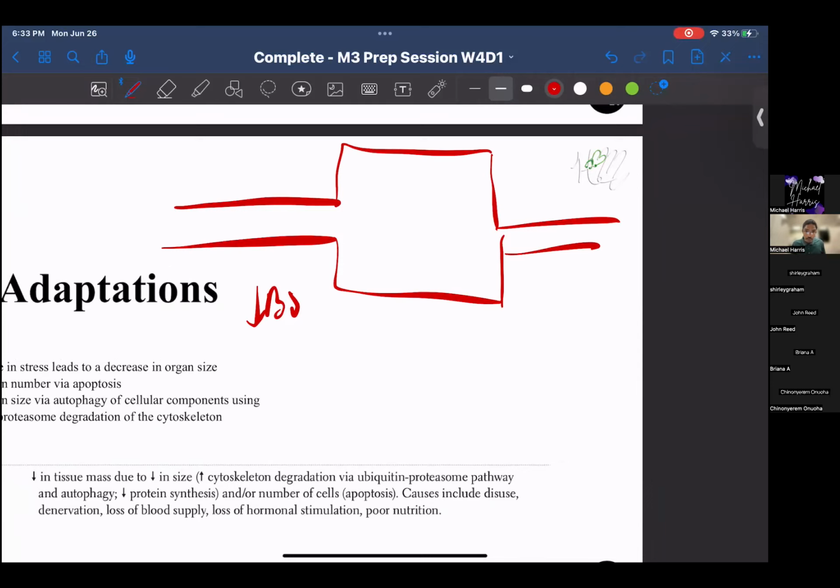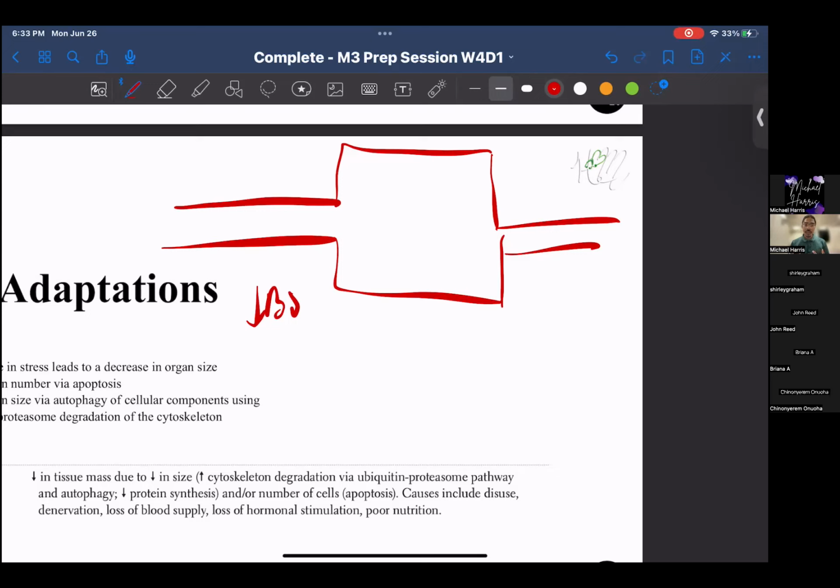You starve. When you starve, you lose weight. Exactly the same concept here. These organs starve, so they lose weight to compensate and match the blood supply. Okay?